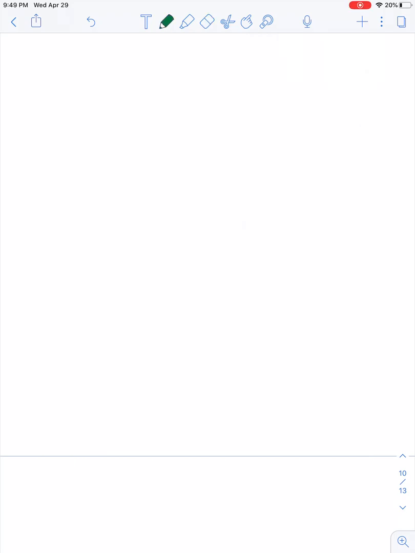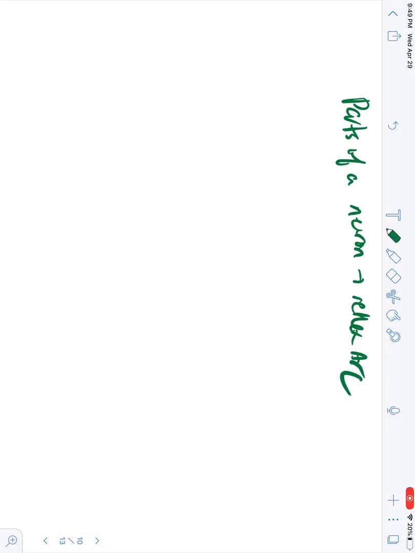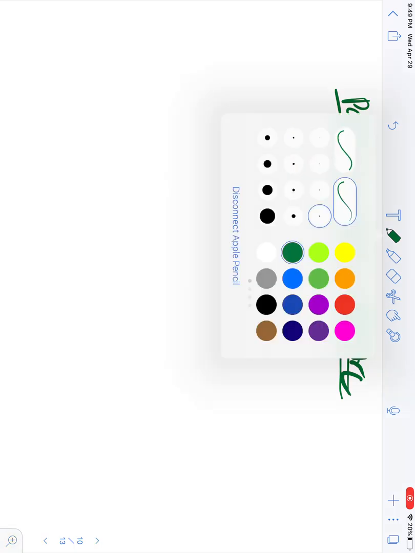Hey guys, so my last lesson was on the parts of the nervous system, and today's lesson is going to be the parts of a neuron and a reflex arc, okay? So I'm just going to flip my new technology this way because I'm going to show you the parts of a neuron and what a reflex arc is, okay?